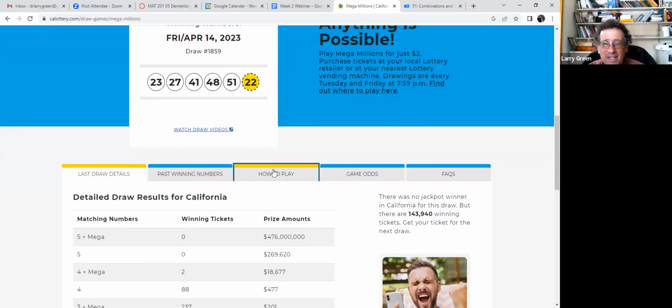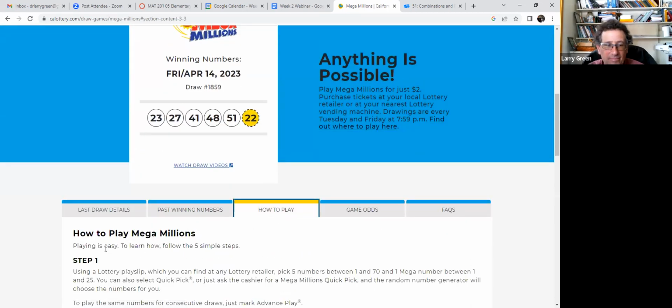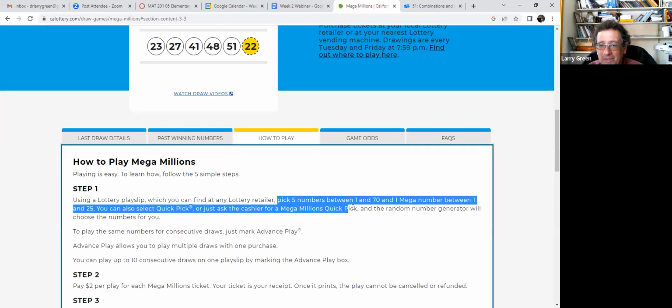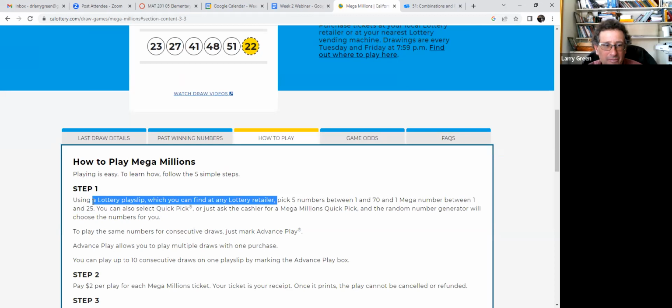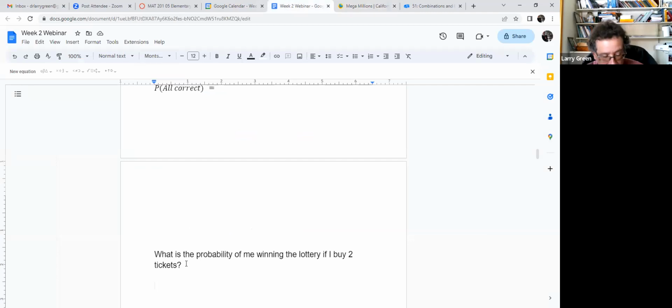Okay, so what we need to do is how to play. And here it is, step one. Using a lottery play slip, you can find any lottery retailer, pick 5 numbers between 1 and 70, and 1 mega number between 1 and 25. Okay. So I'm going to copy that and paste it in because it'll be easier to understand that way.